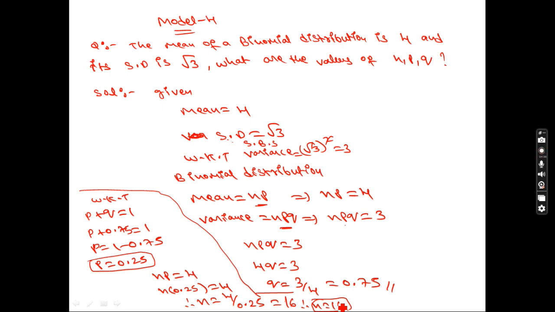This is a short answer, and these are very important questions. Compulsorily you can get one question from this model. So this is a short answer problem. Similarly, I am going to model number 5 in the same video. This will be the last topic in binomial distribution. In the next video I am going to explain Poisson distribution problems.